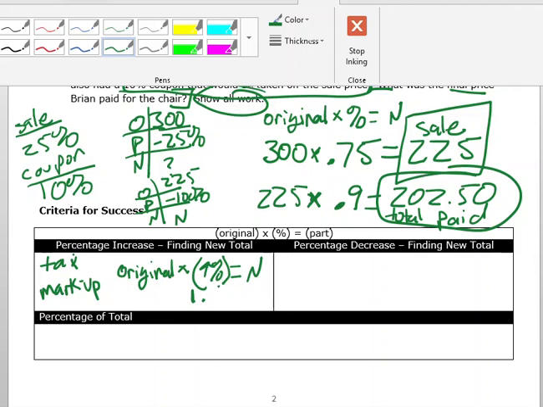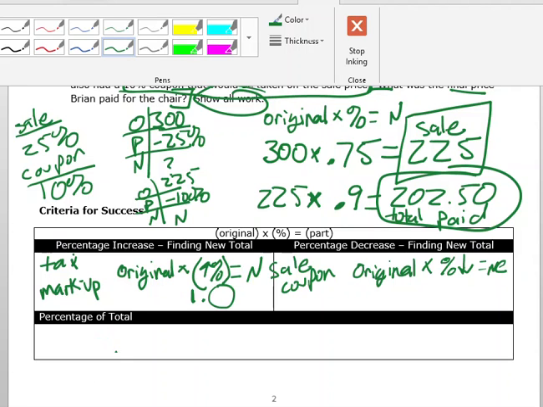A percent decrease is a sale or a coupon. I'll do my original times the percent that I'm paying. So I'll say the percent off, percent down, is equal to the new. I could also do the original times the discount and then subtract it.